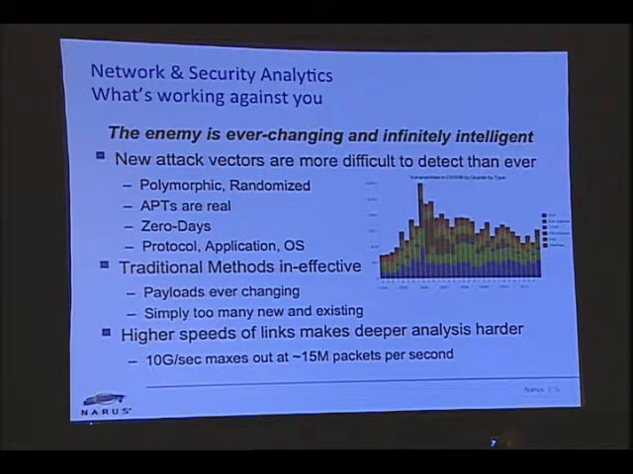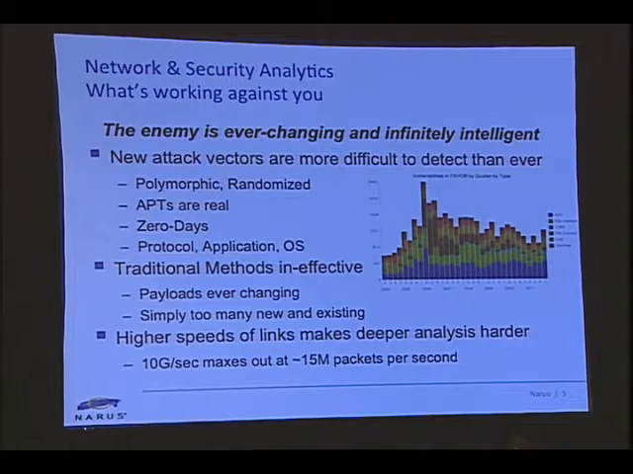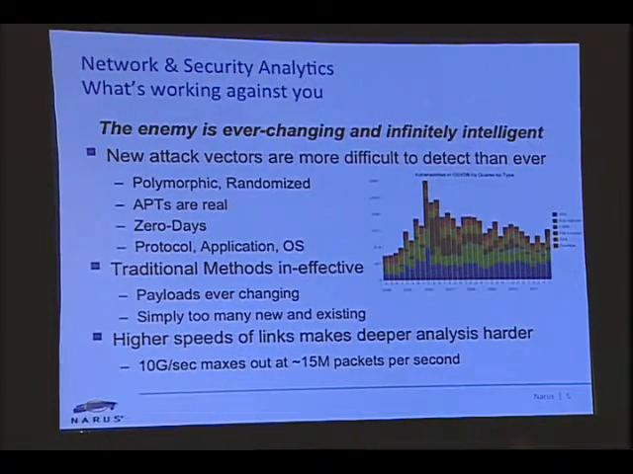So, what's going against you? The people coming against your network have way too much free time, and they are way too smart. These guys are really, really, really smart, let's just put it that way. The attack vectors have changed recently. Not recently, more over the last 4 or 5 years. They've actually morphed into polymorphic randomized payloads. This makes them increasingly harder to detect with signatures, and even some behavioral methods are now becoming less and less effective. APTs are real. APTs are advanced persistent threats. These are people that really want to get into your network and have a lot of patience, or they have a lot of money and are able to just sit there and wait long enough.